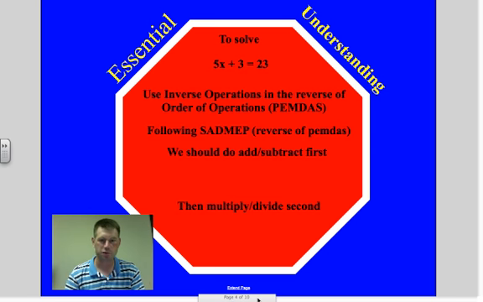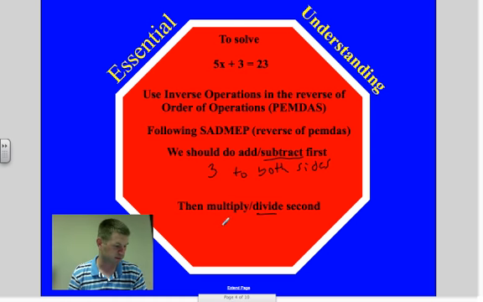So as we look in the above problem, 5x plus 3 equals 23, we must first subtract the 3, and then to both sides, always to both sides. Then we want to go through and divide the second number, which was the 5, to both sides. So that would be the procedure.